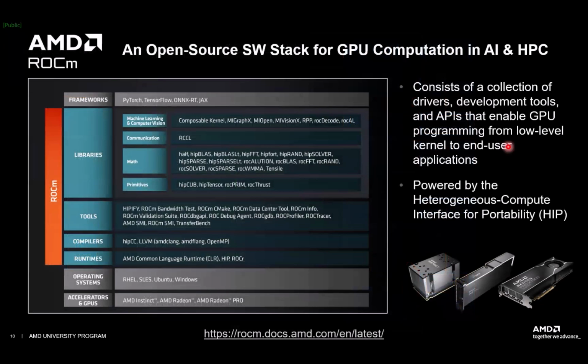Okay, so ROCm. ROCm is an open source software stack for GPU computing. This is both for HPC and AI. We can see over here on the left what this stack looks like. At the bottom, we have our actual hardware, right? So you have your AMD Instinct, Radeon, or Radeon Pro GPUs. You're running an operating system on your server. And then you have ROCm that sits on top of that.